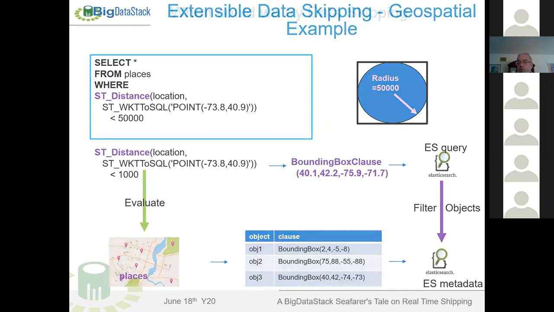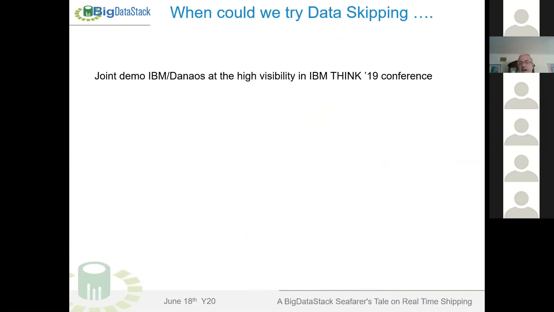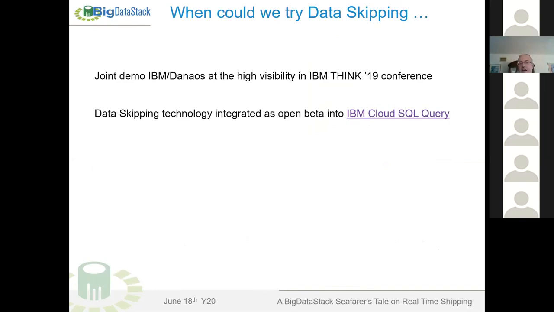And in fact, this technology was demonstrated one year ago at the IBM Think conference, and in fact, this is already integrated as an open beta within the IBM Cloud SQL Query service. And so the answer to when can we use it? You can use it now, just by connecting to the IBM Cloud SQL Query service.